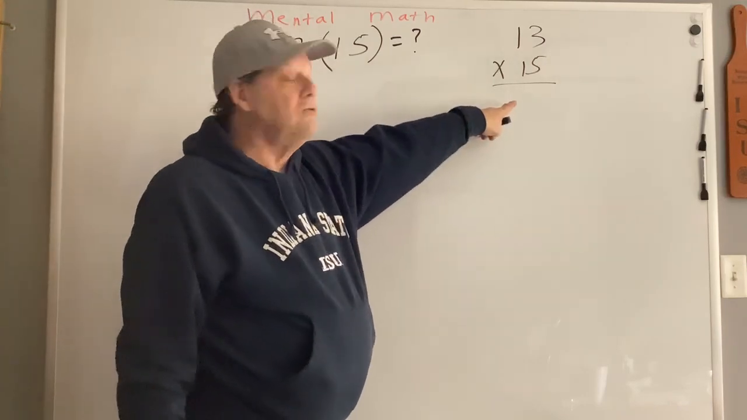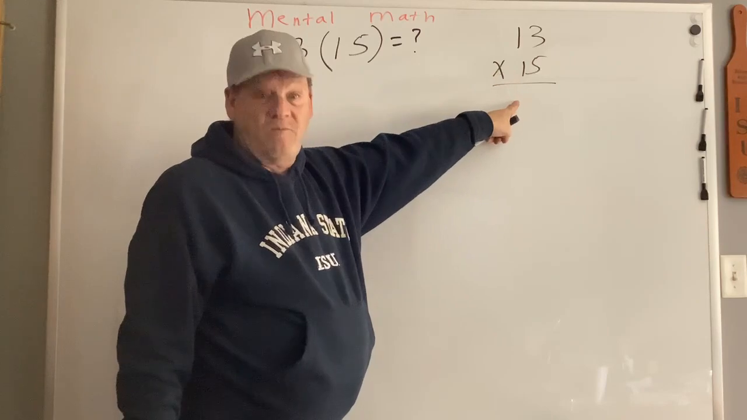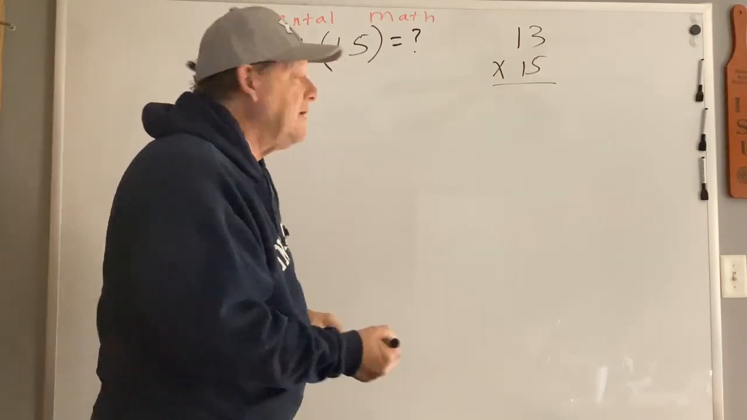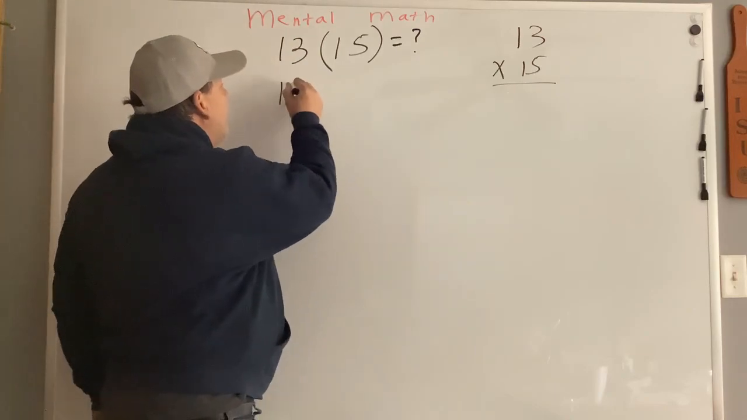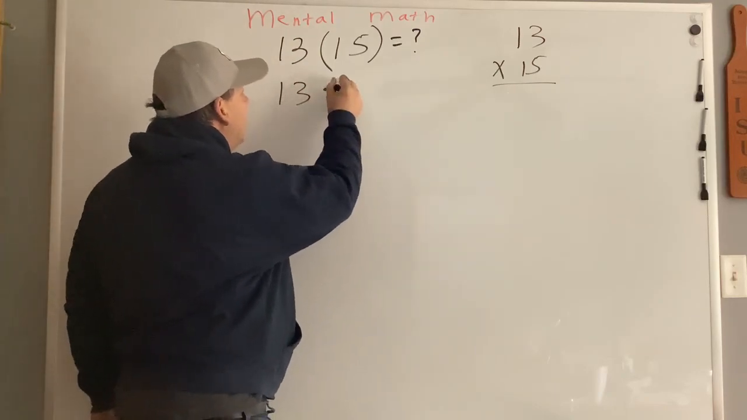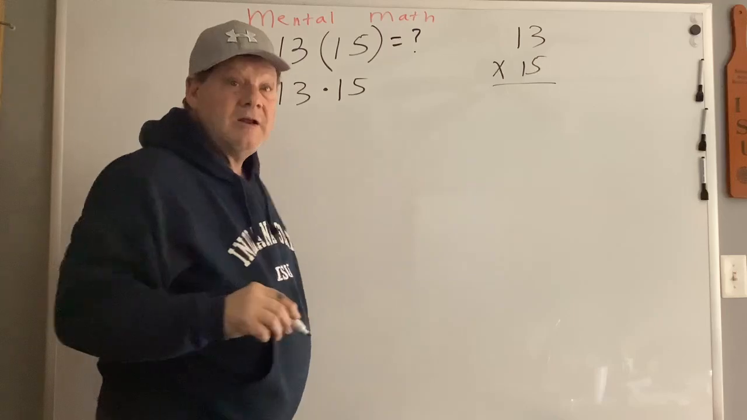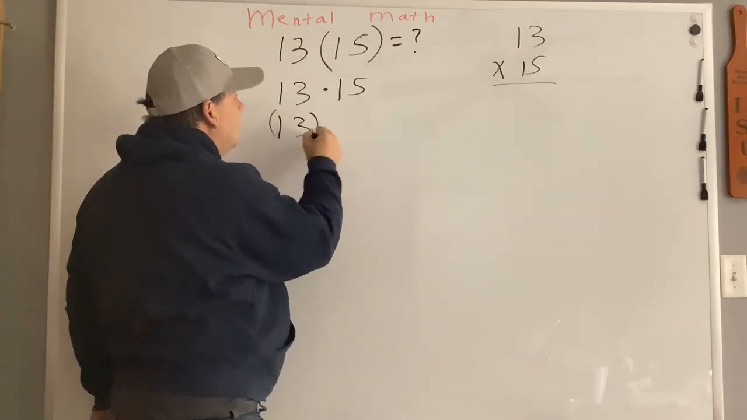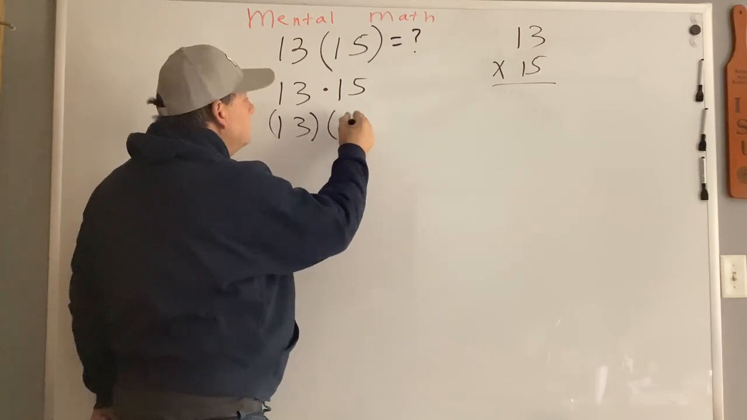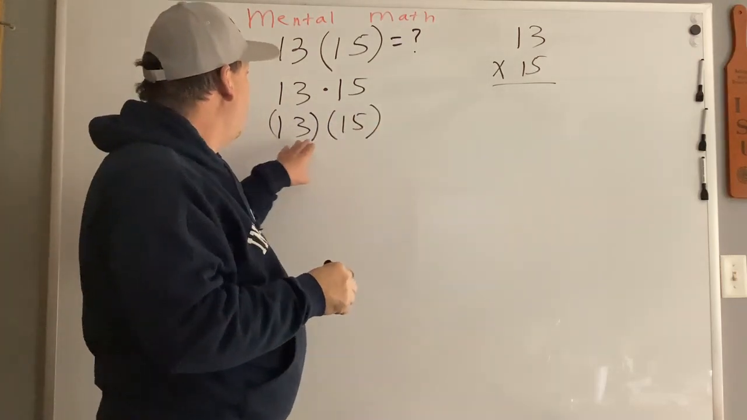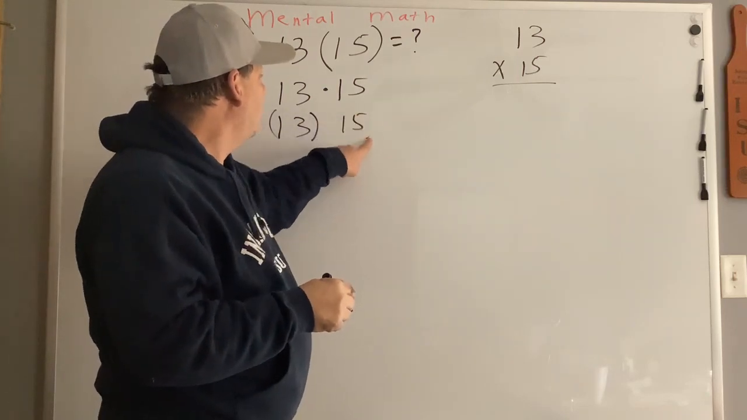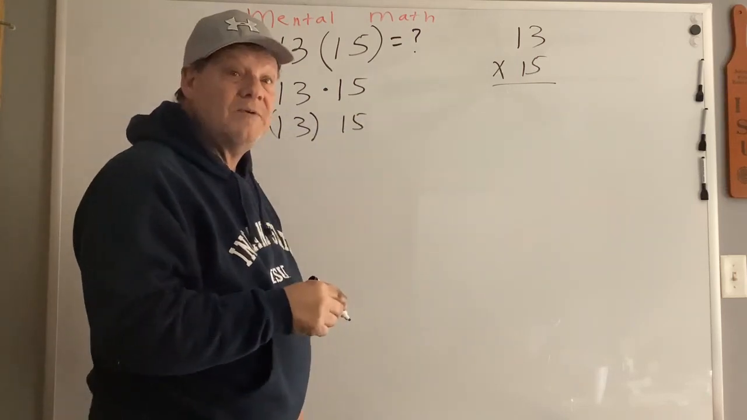When you're in elementary school, you're taught to stack them up vertically and multiply, but there are other ways we could write this. We could write it like this: 13 times 15. We could also write it like this. And you could also just put the parentheses around the 13, and it still means 13 times 15.